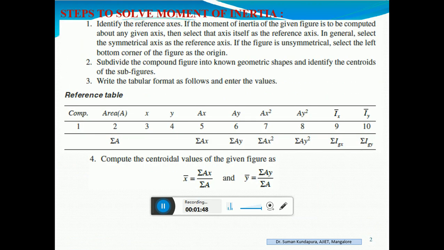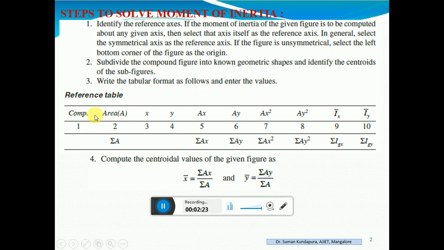First you have to identify that reference axis, then you subdivide the compound figure into a number of geometrical shapes of known centroids. Even in the centroid problems you have done, you have split up the entire ensemble into a number of smaller geometrical components, found out the centroid for each of the figures separately, correct? Then you clubbed up everything to find out the centroid of the entire figure of the total area.